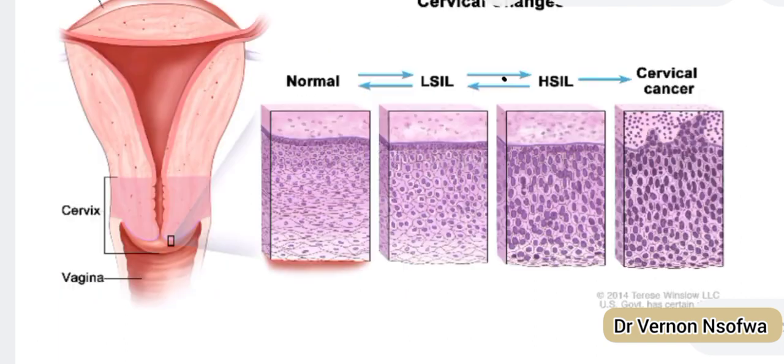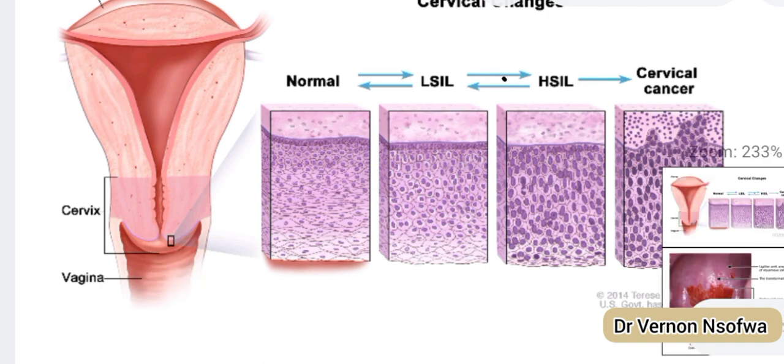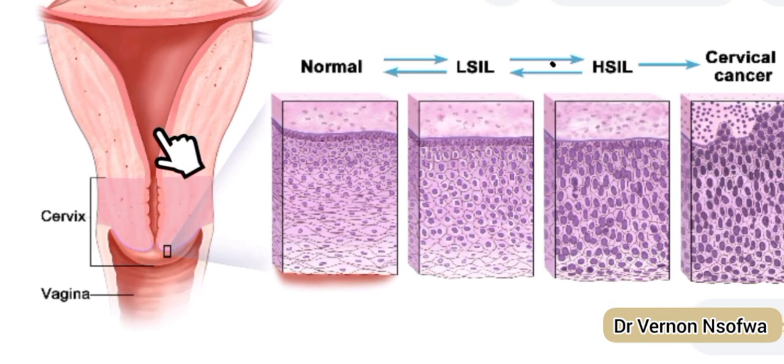I want us to talk about cervical changes. Cervical changes can result in cervical cancer, which is one of the most common cancers in females. You can see in this diagram that we have the uterus, then this is the cervix, and then this is the vagina. At that point we have what we call the cervical os.